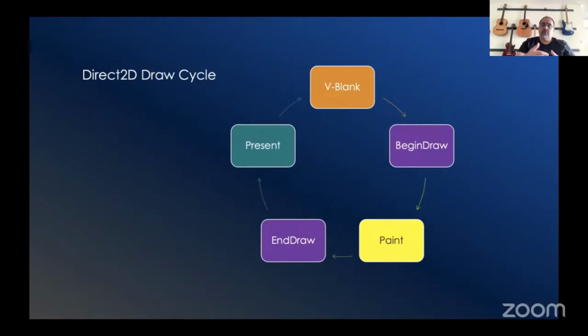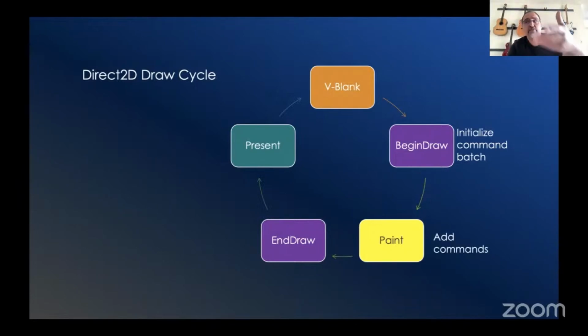Direct2D essentially works like this. We wait for a vertical blank notification to come in. We wake up the renderer. We tell Direct2D, begin drawing. Direct2D initializes its internal command batch, because the renderer's job is to build up a list of commands while you're painting and then pass those off to the GPU. We go to the paint handler.